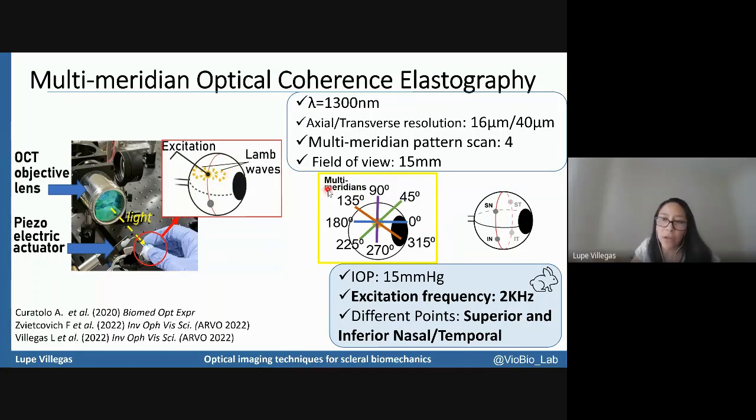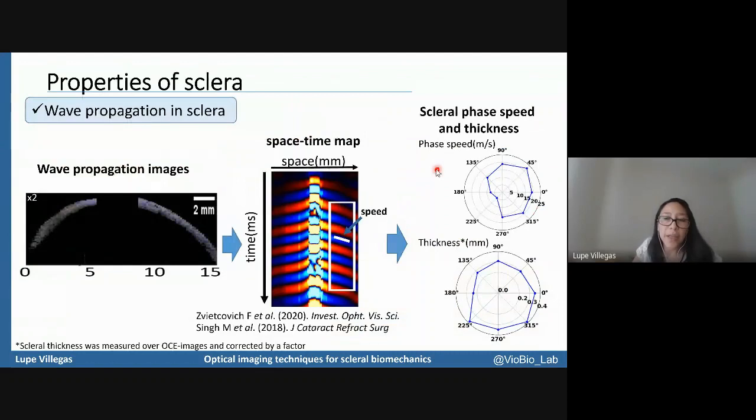Here we also focus on 4 different zones in the scleral rabbits, and the good thing is that we have already implemented a multi-meridian scan pattern. It means that we can measure the wave propagation of the Lamb waves through different directions. In this particular case, we measure through 4 different scans, and we can measure 8 different directions. So we can get the phase speed and the thickness from our OCT images and from the analysis of the space-time maps.